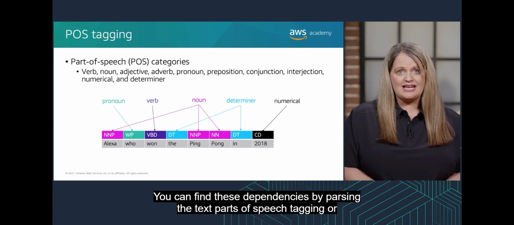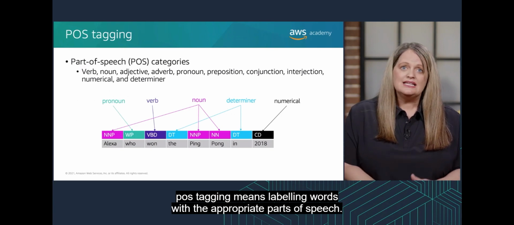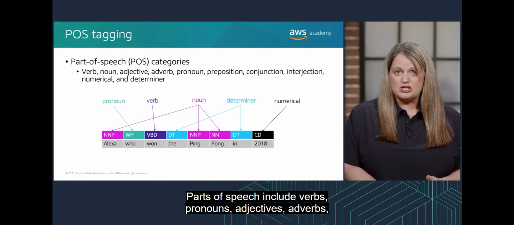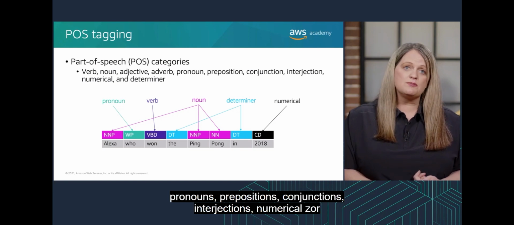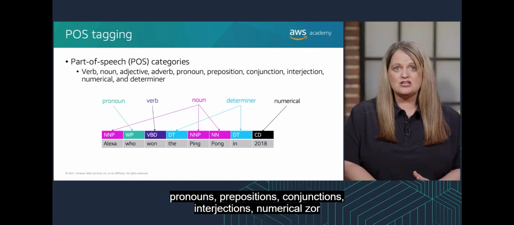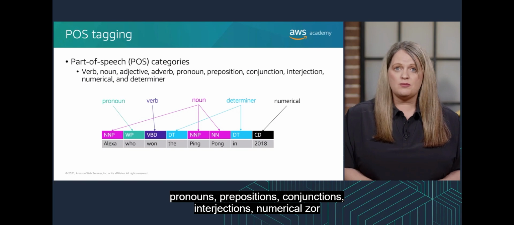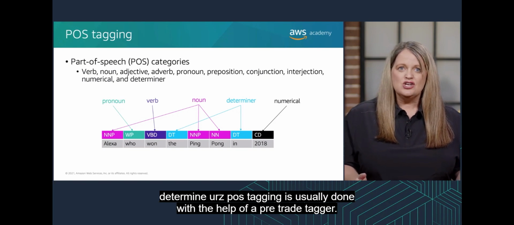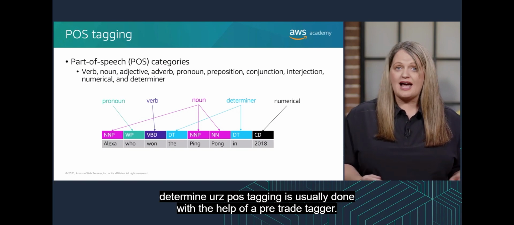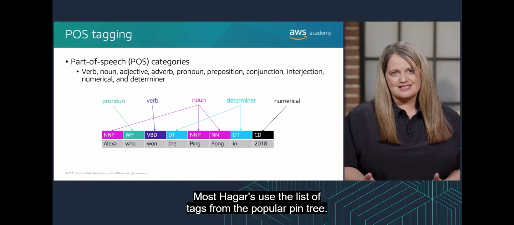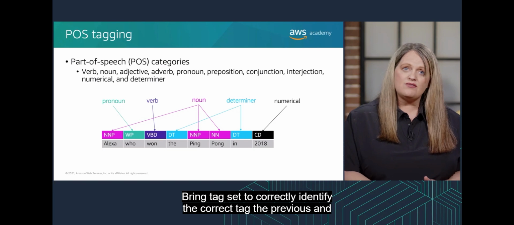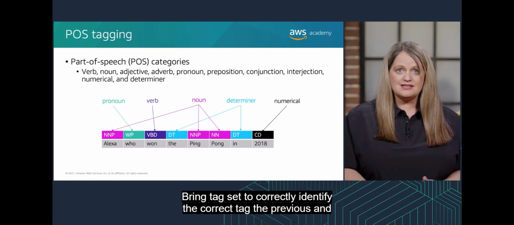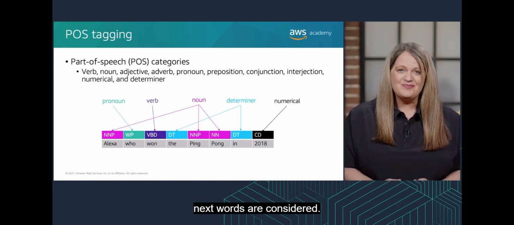Parts of speech tagging, or POS tagging, means labeling words with the appropriate parts of speech. Parts of speech include verbs, nouns, adjectives, adverbs, pronouns, prepositions, conjunctions, interjections, numericals, or determiners. POS tagging is usually done with the help of a pre-trained tagger. Most taggers use the list of tags from the popular Penn Treebank tag set. To correctly identify the correct tag, the previous and next words are considered.